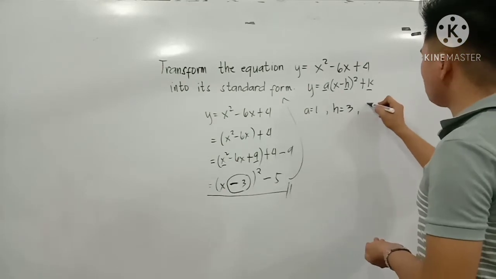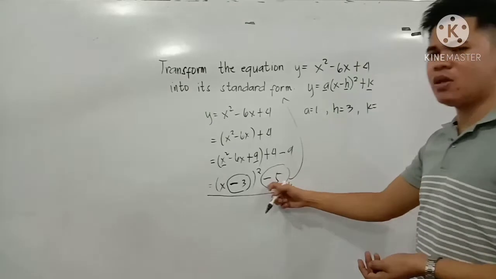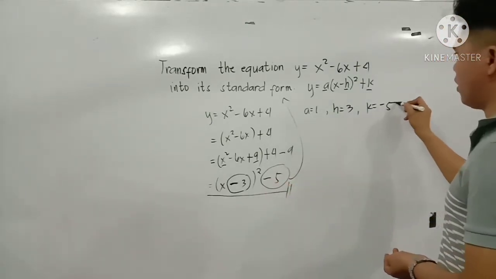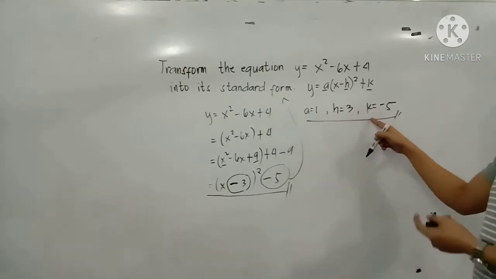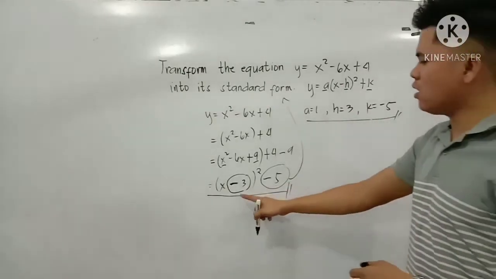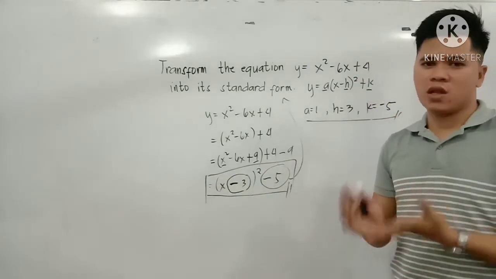Then, the value of our k is simply this constant. Just copy the constant, negative 5. This is the value of a, h, and k. And this is the standard form. So I hope this is clear.